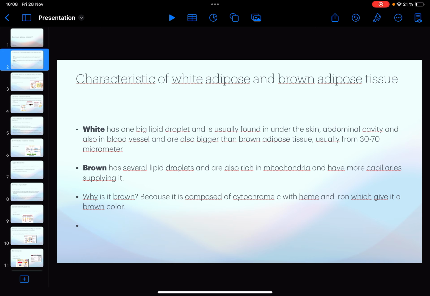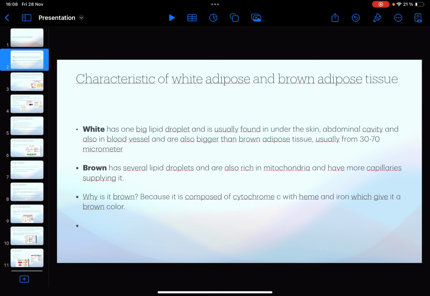So first of all, what are the characteristics of white adipose tissue and brown adipose tissue, and what are the differences between them? The white adipose tissue has one big lipid droplet and is usually found under the skin, in the abdominal cavity, and also in blood vessels. These cells are also bigger than the brown adipose tissue, usually ranging from 30 to 70 micrometers.